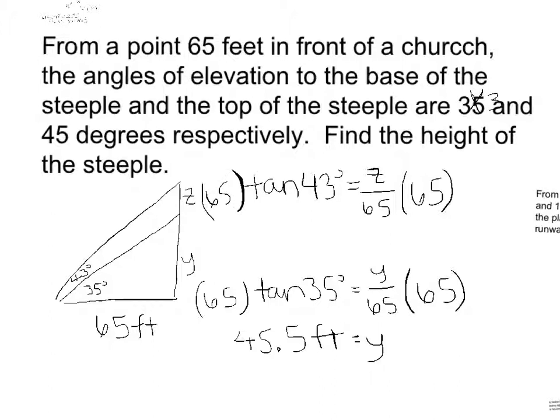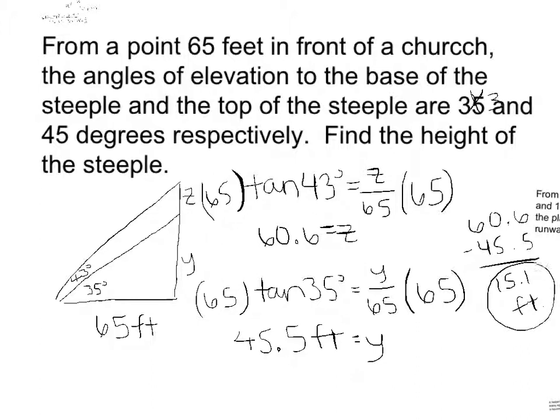Okay, and then 60.6 is z. And then you just subtract. And why do you subtract them? Because you just want the height of the steeple. And you get 15.1 feet. Okay, so the steeple is 15.1 feet tall. Does anybody have a question?